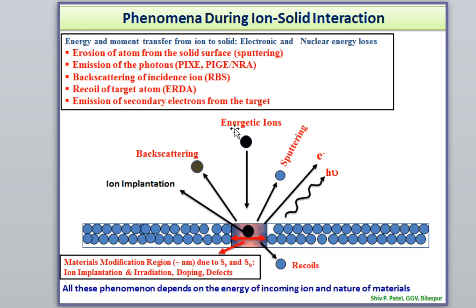Similarly, if the energetic ion is hitting the target, we know that ion implantation takes place, and maybe nuclear collision will take place. Depending upon the energy of the ion, electronic energy loss, electronic excitation, electronic ionization, nuclear scattering, all these phenomena will take place within this zone of the ion. Whatever material modification is done, that modified region is of the order of nanometer range, due to electronic energy loss and nuclear energy loss. So the ion implantation, ion irradiation, doping and defects are all done within this region. This is the modified region.